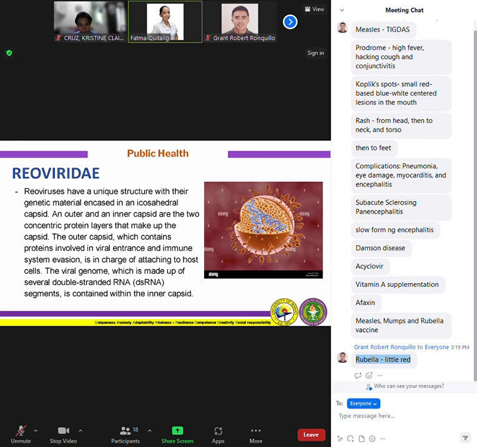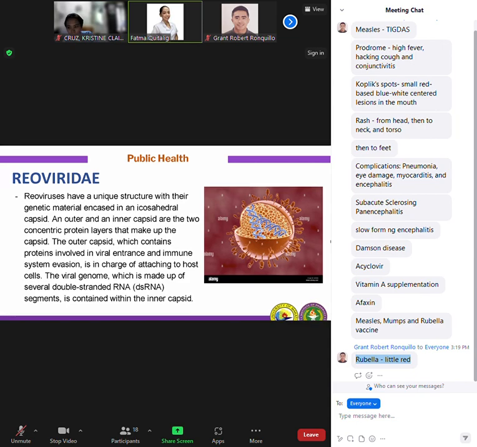So next is Reoviridae. So reoviruses have a unique structure with their genetic material encased in an icosahedral capsid. So, yung sinend nga ni Sir kanina is meron siyang linear na RNA ba yun, sir? Linear RNA. Reoviridae is under double-stranded. Siya lang ang nag-iisang double-stranded.